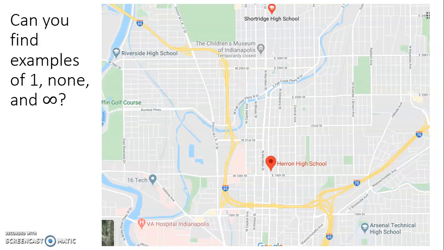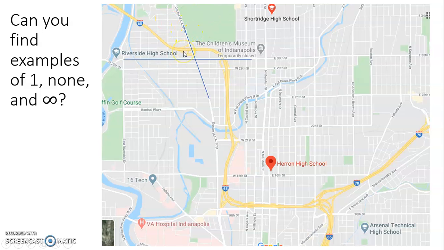So I kind of broadened my search here. You can actually see both Riverside and Heron are on this part of the map. You can see a couple other high schools too. Can you find some examples of places where streets cross once, where they don't cross, and where there are infinitely many? Okay, so first, I'll try to highlight these here.